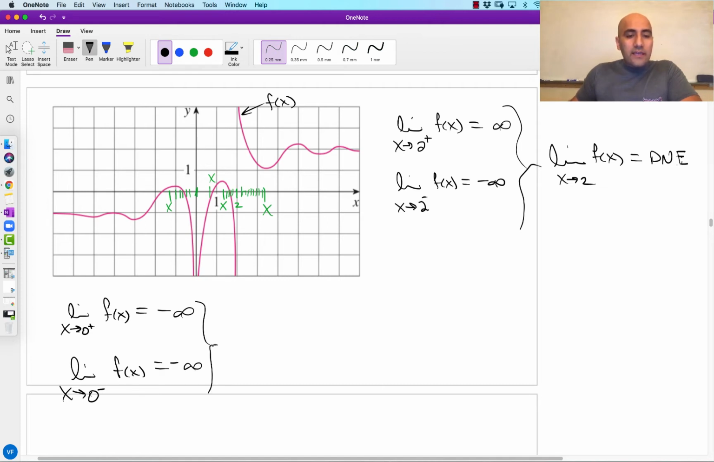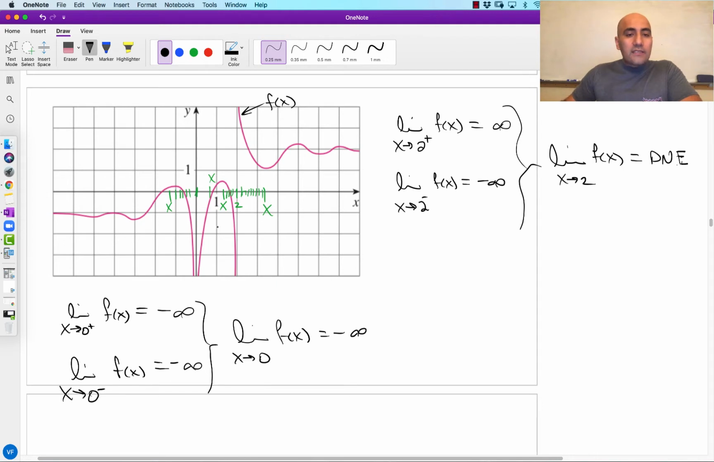Well, in this case, since they at least match, then the unrestricted limit can be written this way. The limit as x approaches 0 of f of x is equal to negative infinity. It still doesn't exist, but at least it doesn't exist in a special way that we can identify. It doesn't exist because it's growing uncontrollably toward negative infinity.